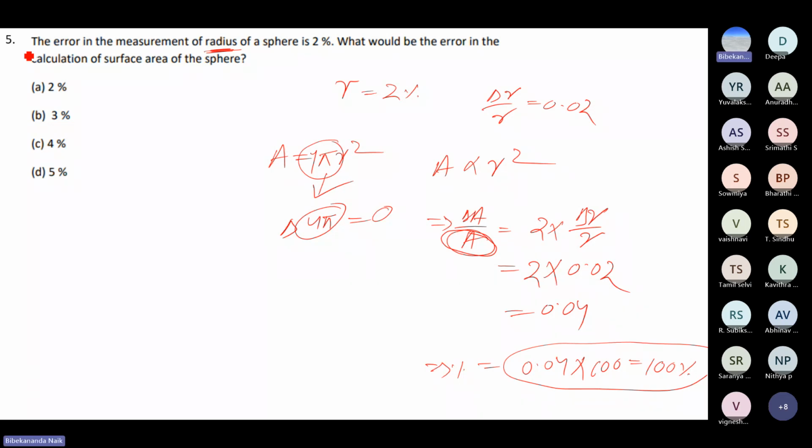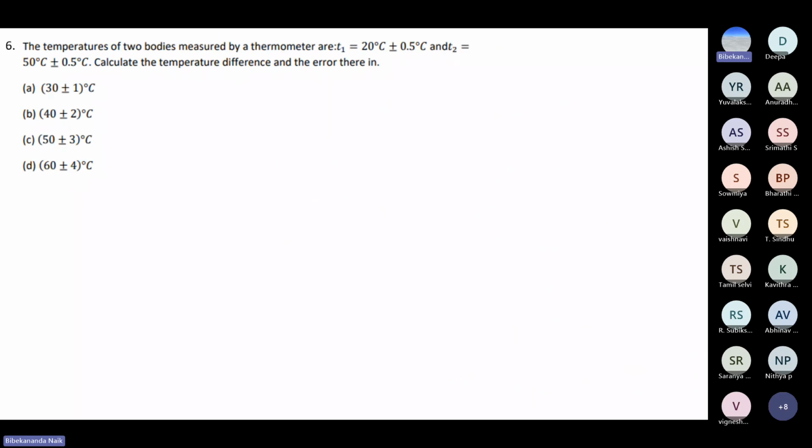I think this is clear to all of you. Then we can proceed to the next question. Now the question says the temperatures of two bodies measured by a thermometer are T1 equals 20 degrees Celsius plus minus 0.5 degrees Celsius and T2 equals 50 degrees Celsius plus minus 0.5 degrees Celsius. So calculate the temperature difference and the error therein.